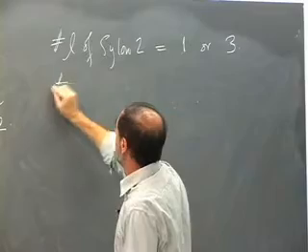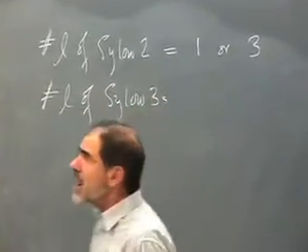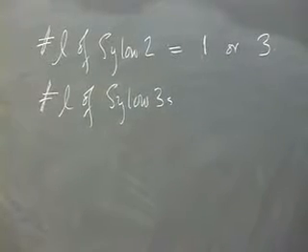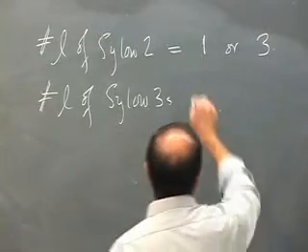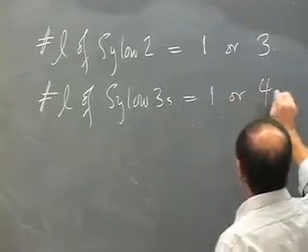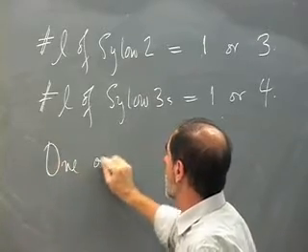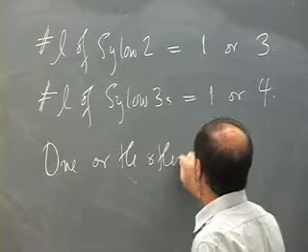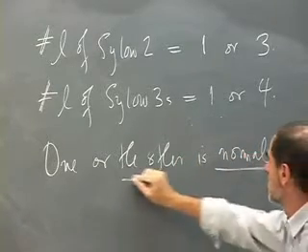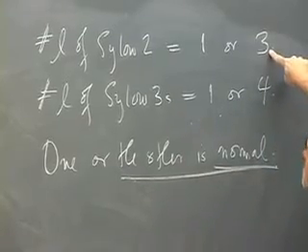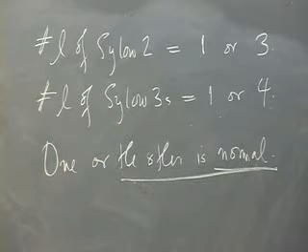The number of Sylow 3s has to divide 4 and has to be congruent to 1 mod 3. 1 or 4. Good. So in particular, neither of them have to be normal. But I claim one or the other is normal. Namely, you can't have 3 Sylow 2s and 4 Sylow 3s. You can't have it. It just won't happen.